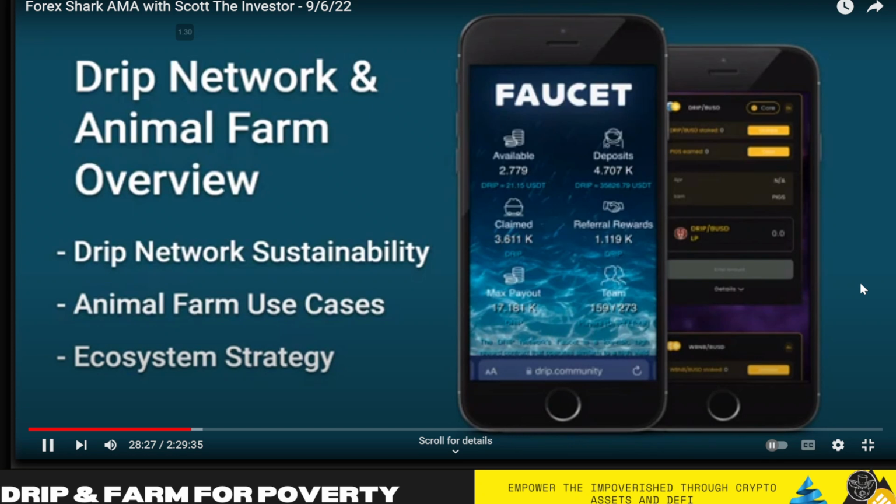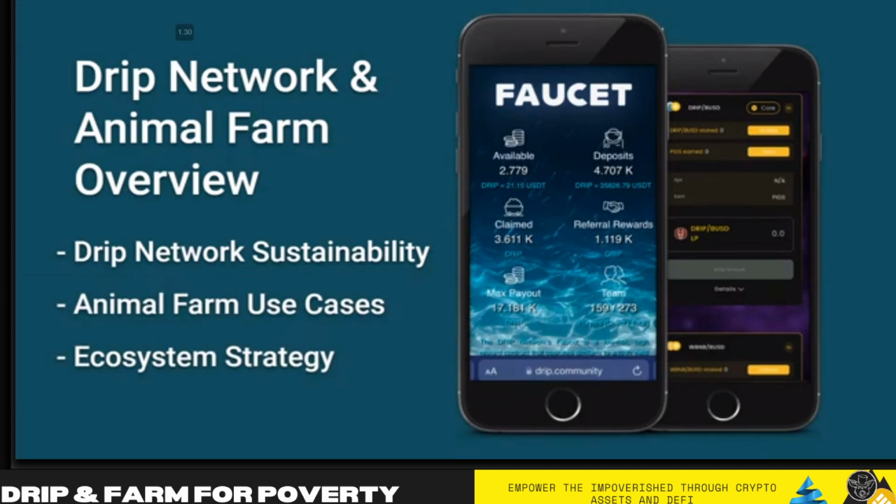So that alone puts a cap on people being able to infinitely create exponential growth and compound interest in the system. Then there's something called a whale tax. And the whale tax comes into play when someone earns more than 100,000 drip in the system.